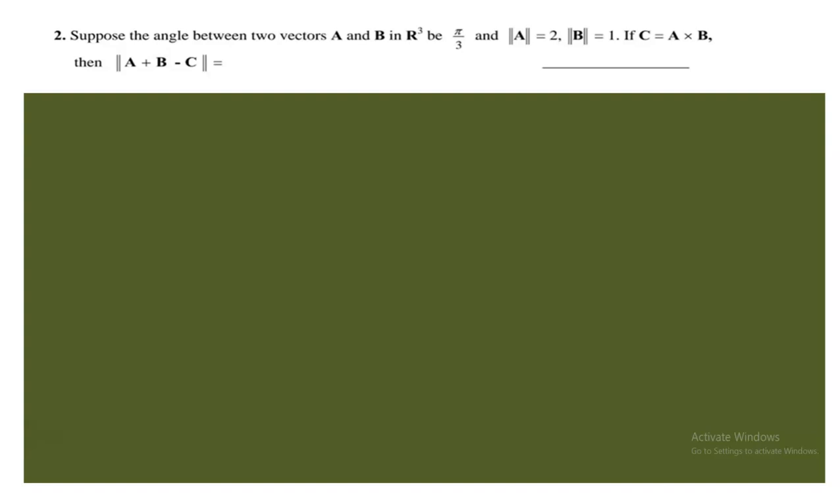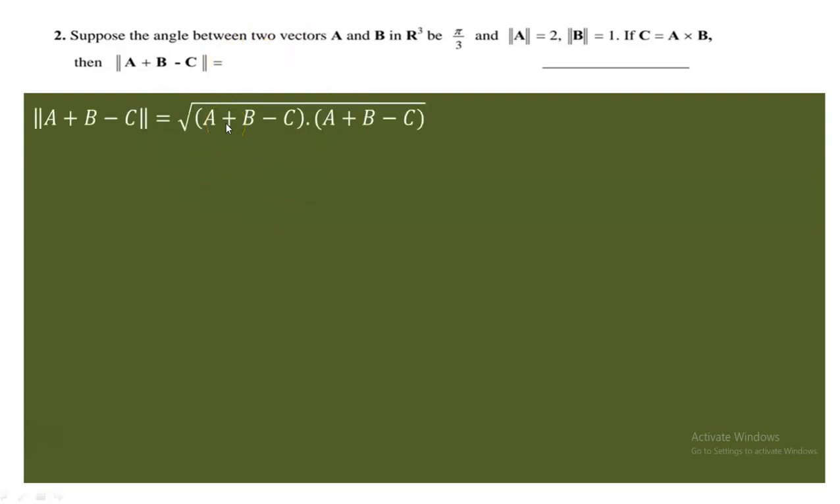Now proceeding to number 2, we have another question. Look, you are given that the magnitude of a as a vector is 2, and the norm of vector b is 1. And here c is another vector which is the cross product of the two vectors a and b. You have also been told that the angle between these two vectors a and b is pi over 3, and the two vectors are in R3. So the question is to find the magnitude of a plus b minus c.